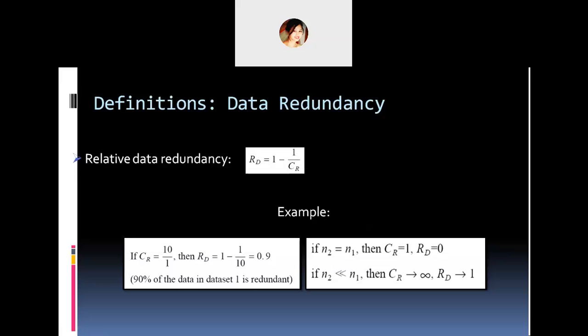What do you understand by relative? Similar, yes, that is related. So relative or related data redundancy is given by RD equals 1 minus 1 by CR, where CR is the compression ratio.